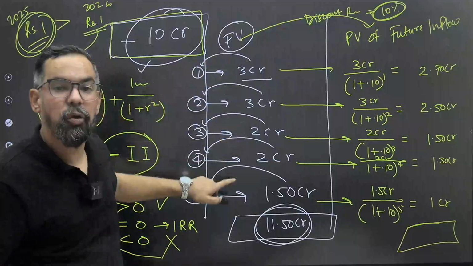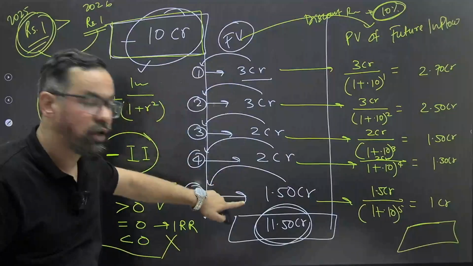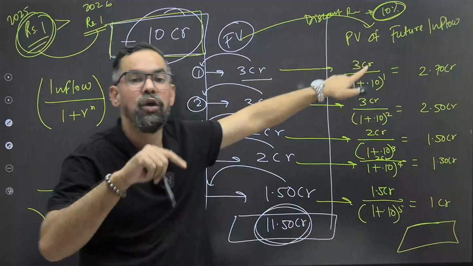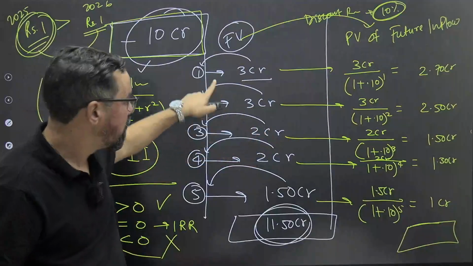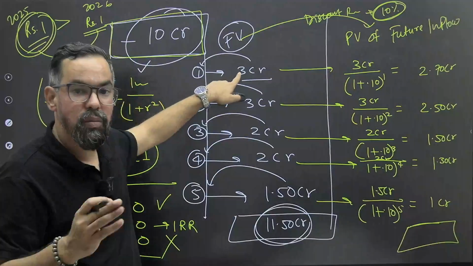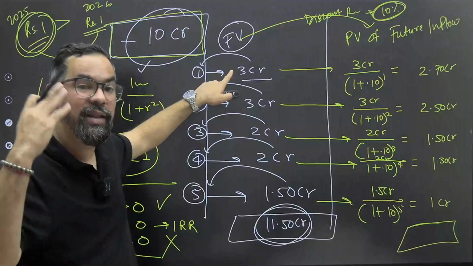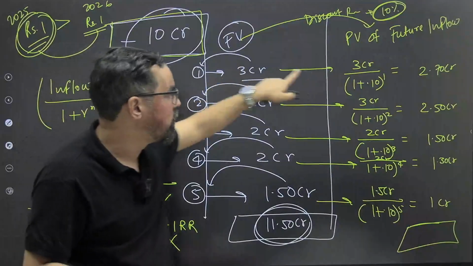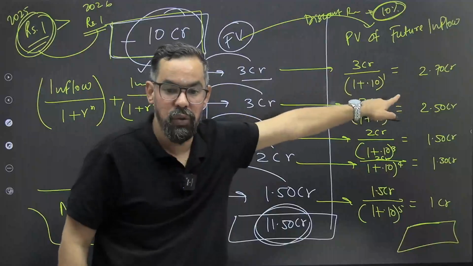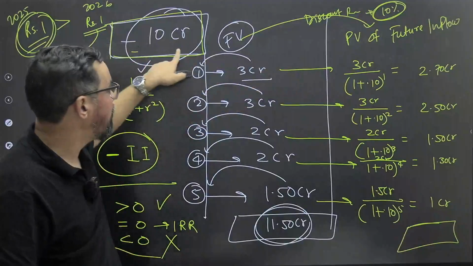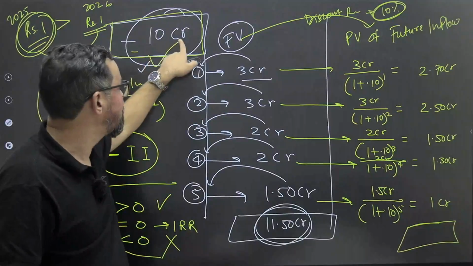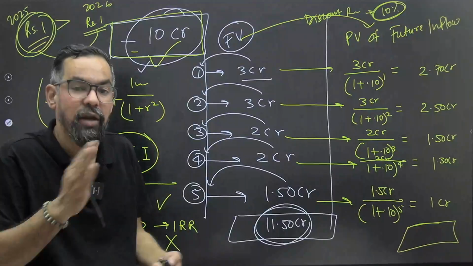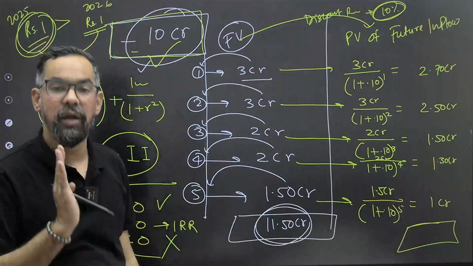So you are not going to make a decision based on this inflow, you are going to make a decision based on the present value of future inflows. This is the amount which you are going to receive at the end of the first year, but the present value of this amount is 2.70 crores, because this expenditure or outflow is dated today itself, so you are evaluating things on today's date, right?